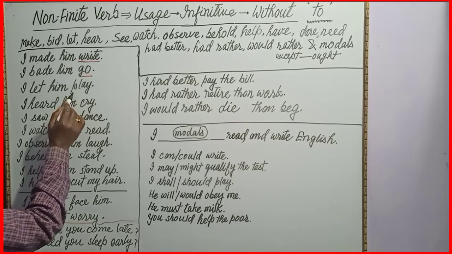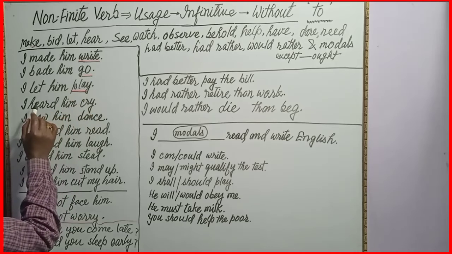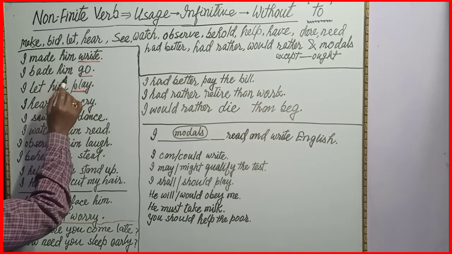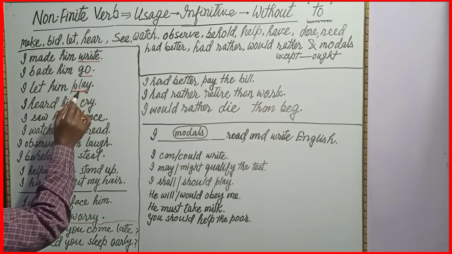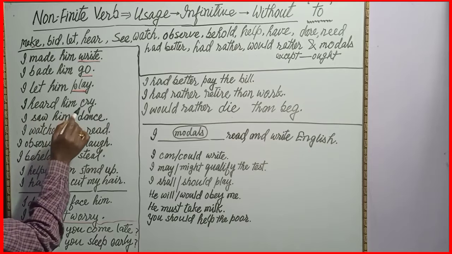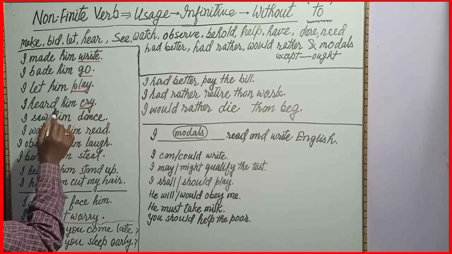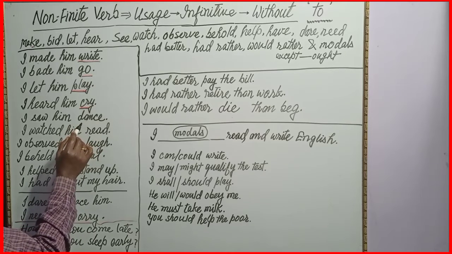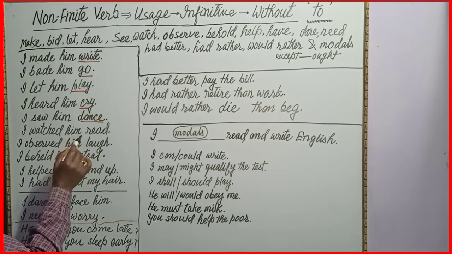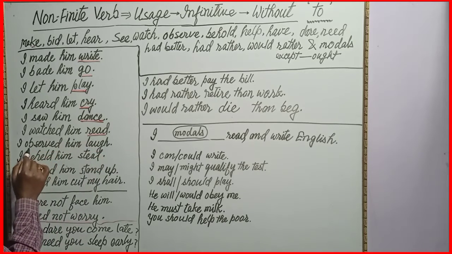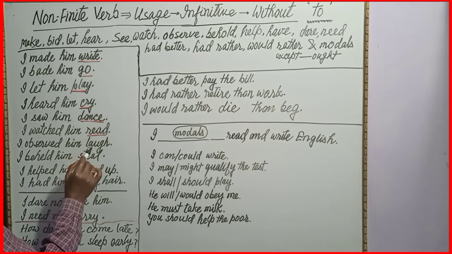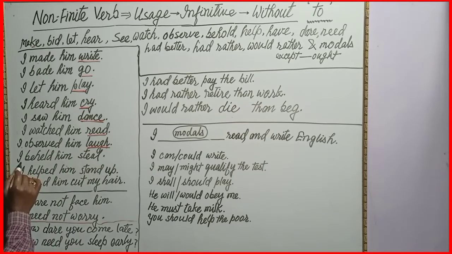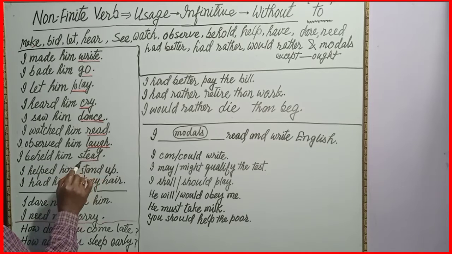I let him play. मैंने उसको खेलने दिया. I made him write. मैंने उसे लिखवाया. I made him go. I let him play. I heard him cry. I saw him dance. मैंने उसको नाचना देखा. I watched him read. मैंने उसको पढ़ना देखा. I observed him laugh. मैंने बारीकी से हंसना देखा. I beheld him steal. चुराना देखा.